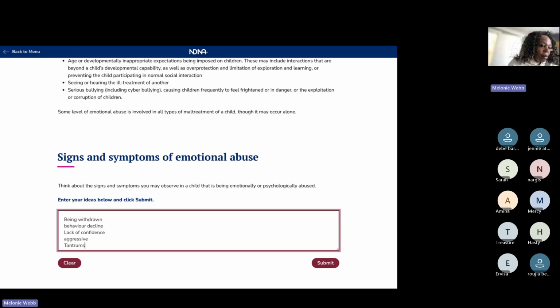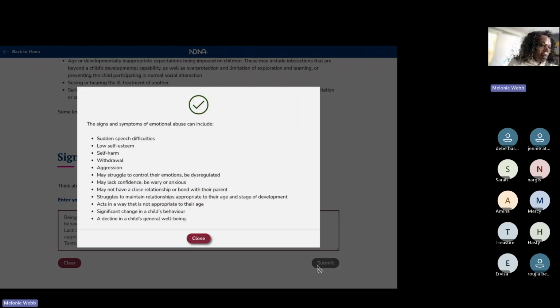Yeah, good. Being withdrawn, becoming more quiet, temper tantrums, being overly affectionate. You know, that child that's almost looking for validation and love from somebody else. So we've got all of those: speech difficulties, low self-esteem, self-harm, withdrawal, aggression, struggling to control their emotions, lacking confidence, not having a close relationship with their parent, struggling to maintain relationships, acting in a way that's not appropriate to their age, changing their behaviour, and a decline in their general well-being.